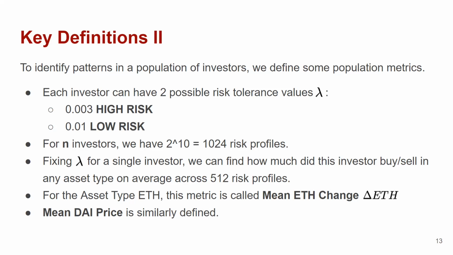For each of these risk profiles, we know how much ETH, DAI, CETH the investor buys or sells. The mean of this value across 512 observations is called mean change. We also identify one more population metric called mean DAI price. This is the average DAI price across these 512 risk profiles.